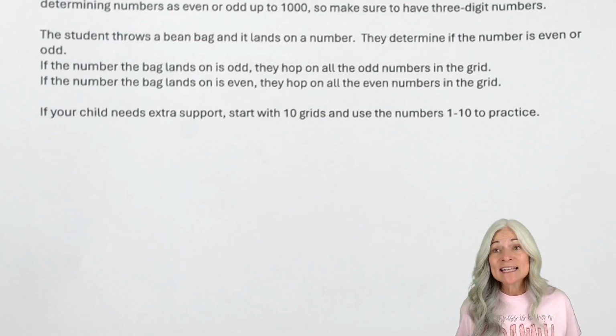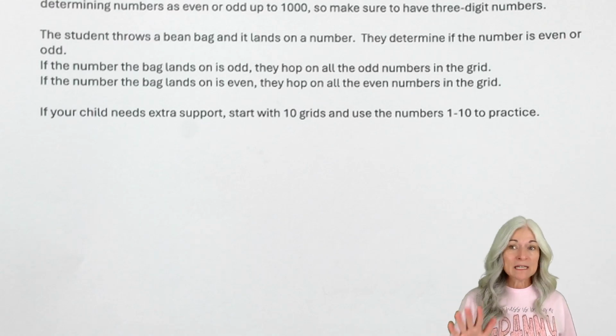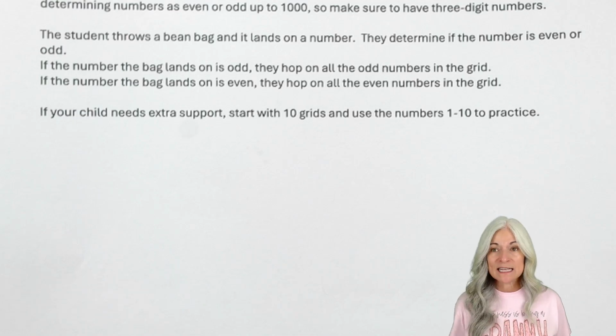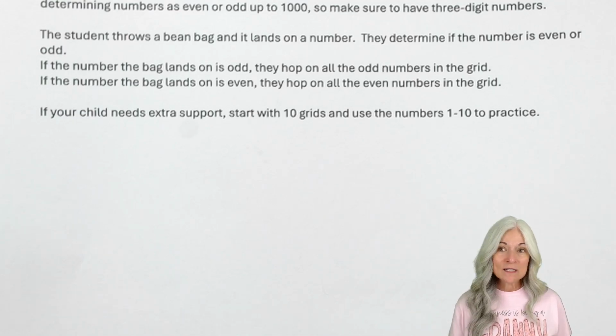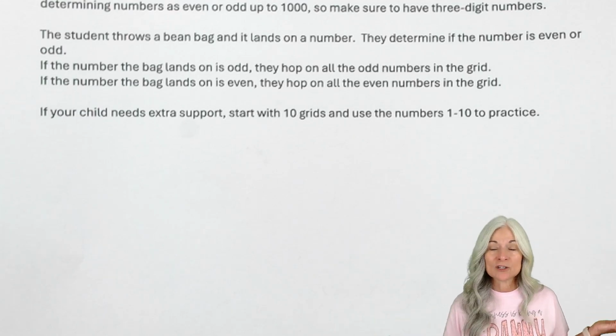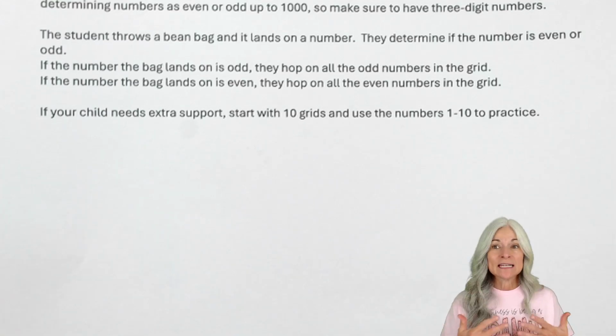Now, if your student needs extra support with this, because there is a time we do want them to get to the point where they just know it. So we do want them to get to the point where they just know, all right, 0, 2, 4, 6, 8 in the ones place means even, 1, 3, 5, 7, 9 in the ones place means odd. So if they need extra support, just do 10 grids and just put the numbers 1 to 10 and just let them practice with that if they need some extra support.